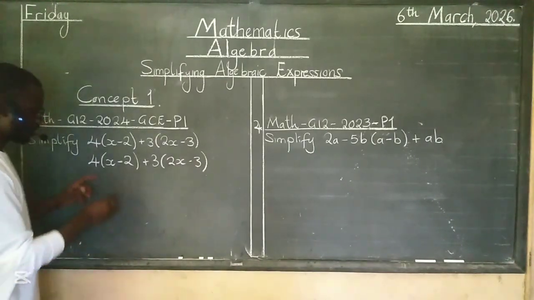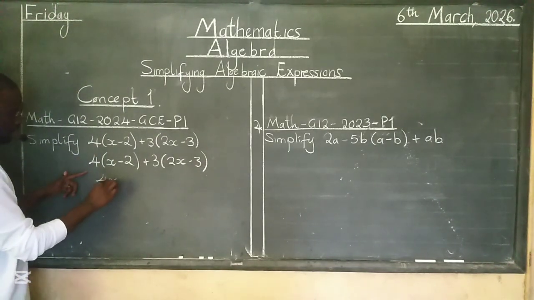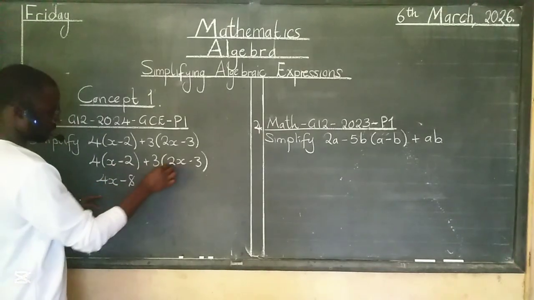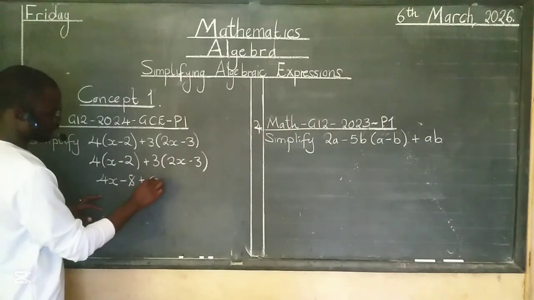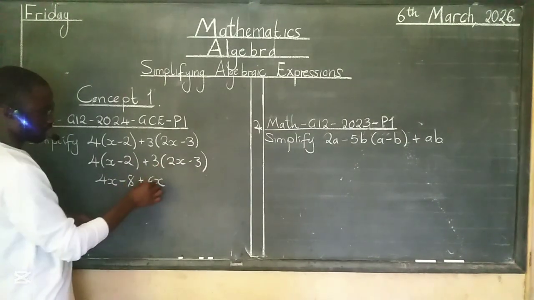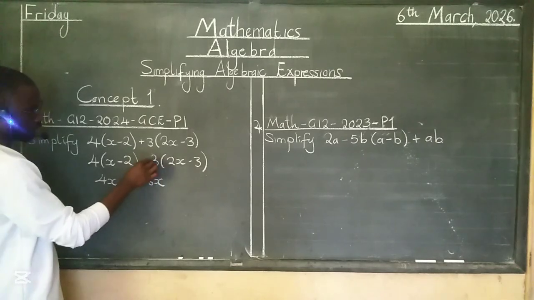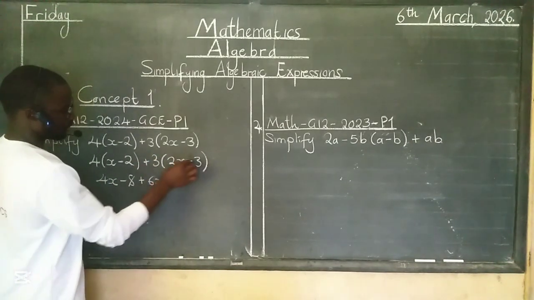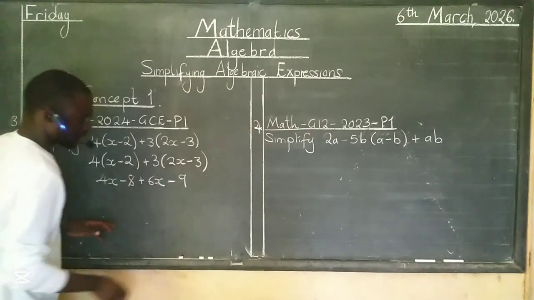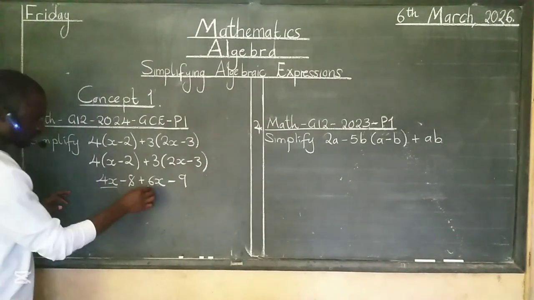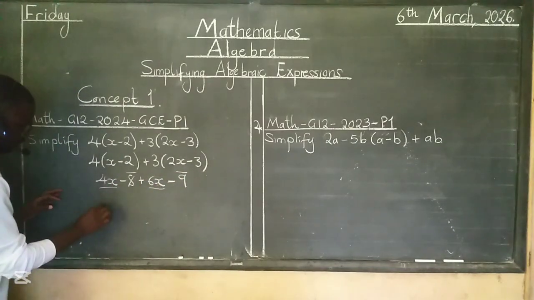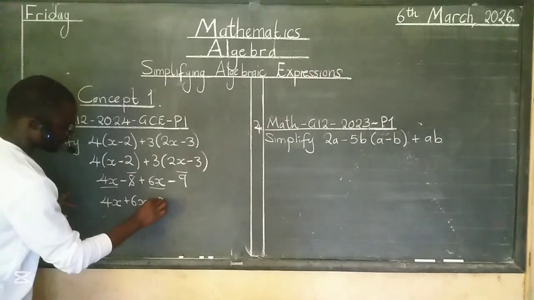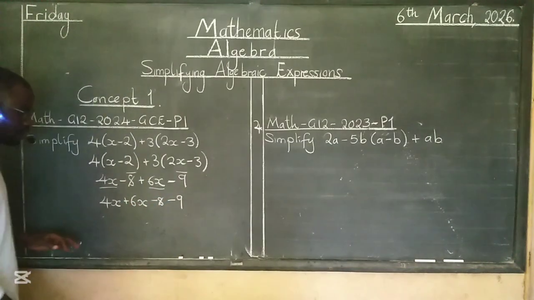Distributive law or commutative law again, 4 times this, 4x, 4 times this, minus 8. Then here, this times this will be plus 6x, because 3 times this is 6, then I drop the x. Then positive times positive is positive. Positive times this negative will be negative. 3 times this will be 9. Like terms, this and this, this and this. So here I have 4x plus 6x, then minus 8 minus 9.